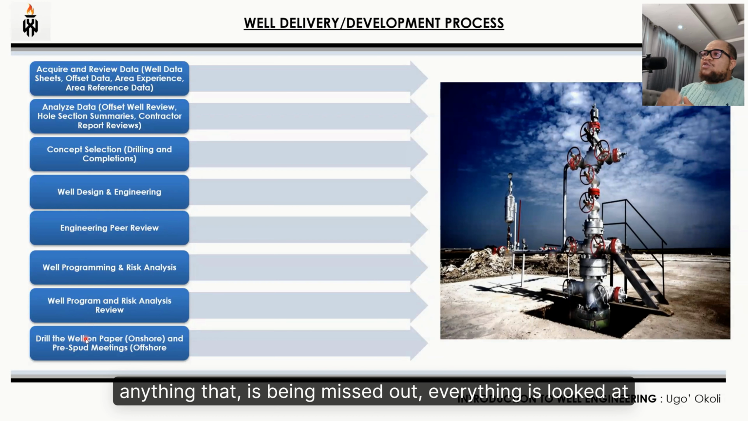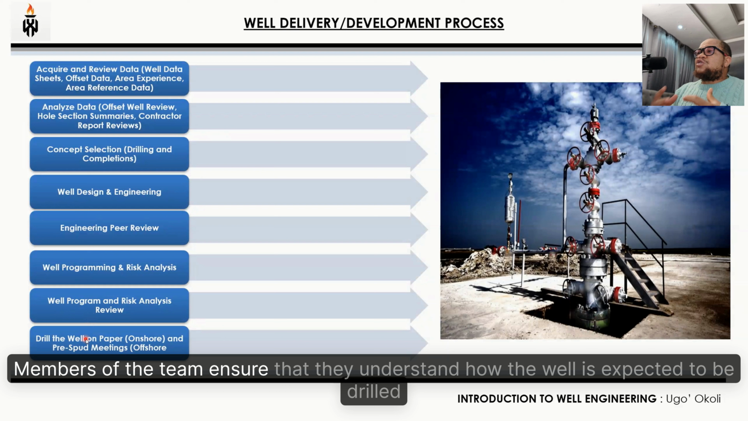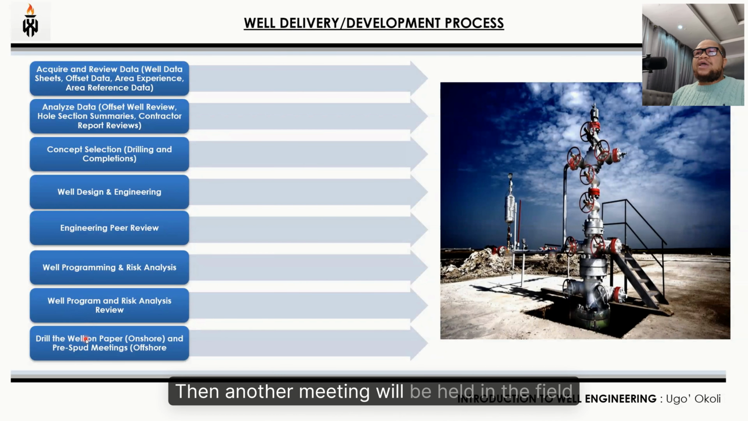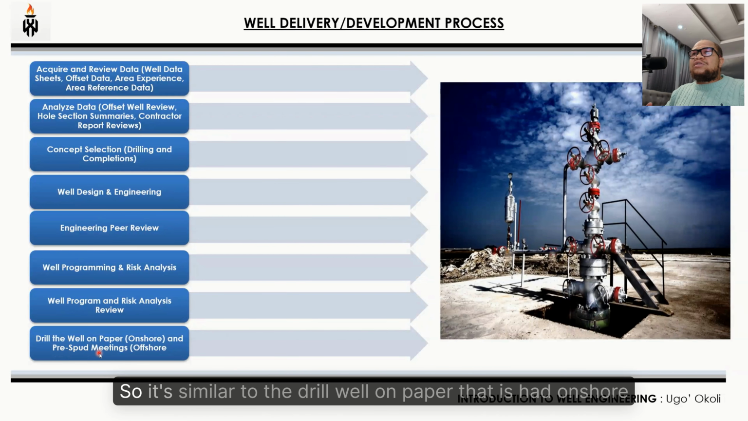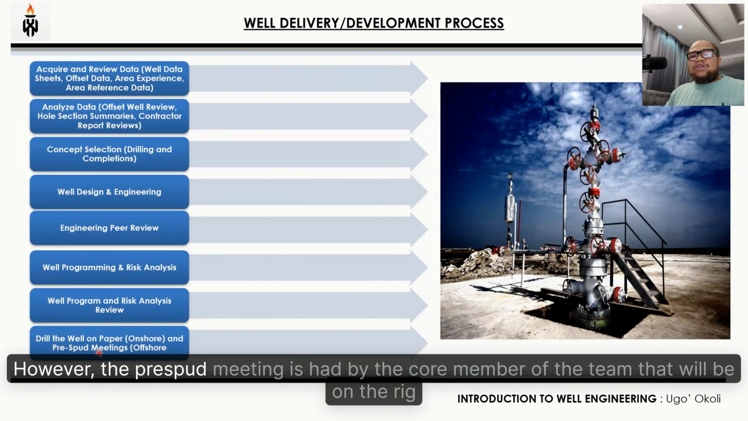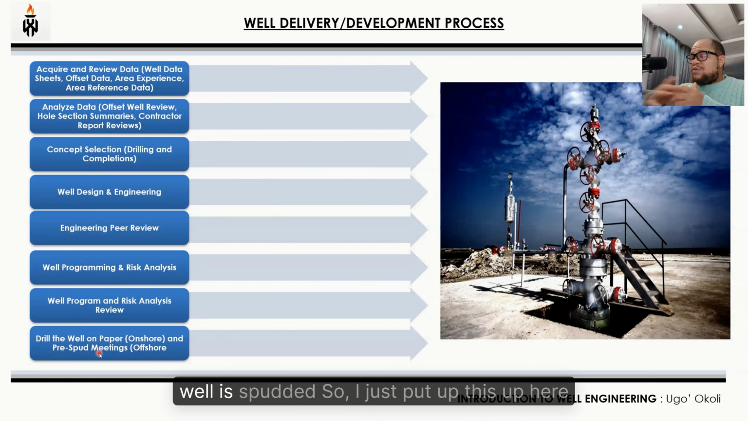I mean, everything is looked at. So the well is drilled pretty much on paper. Everything is reviewed, ensuring that all the required steps are captured, all the equipment is looked at. Members of the team ensure that they understand how the well is expected to be drilled. Then another meeting will be held in the field. That's the pre-spud meeting, the last one that will be held offshore. It's similar to the drill well on paper that is held onshore. However, the pre-spud meeting is held by the core members of the team that will be on the rig, ensuring that they understand their roles before the well is executed, or before the well is spudded.